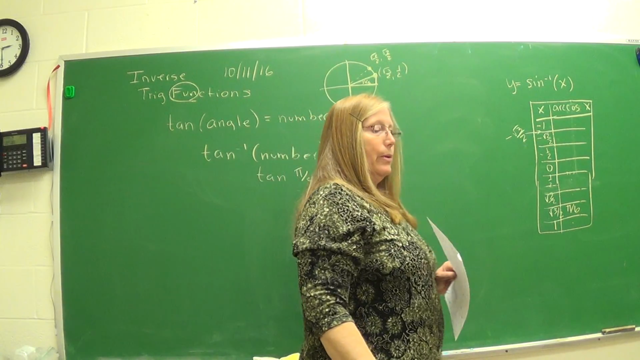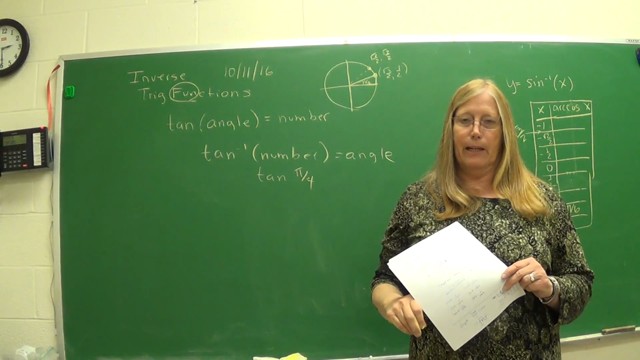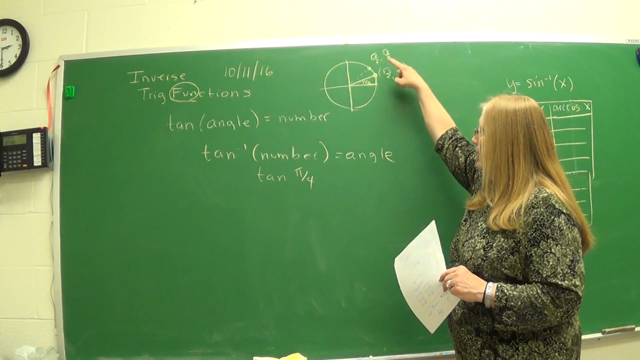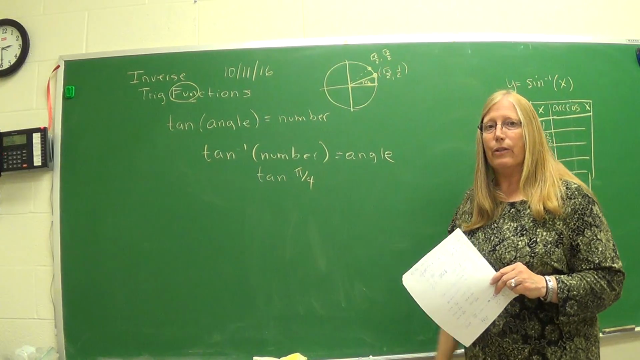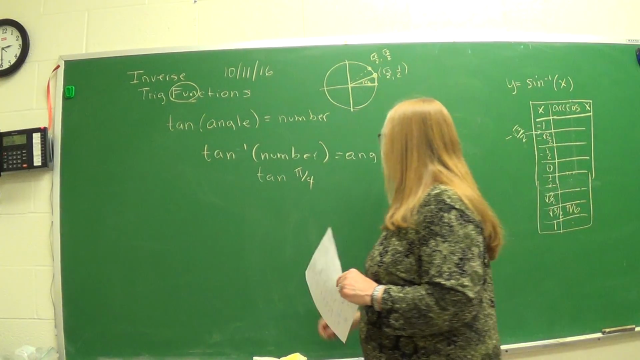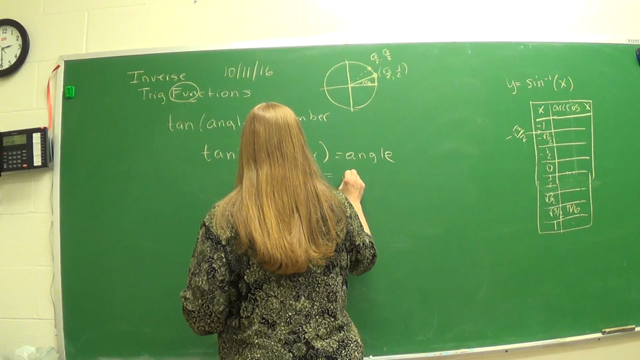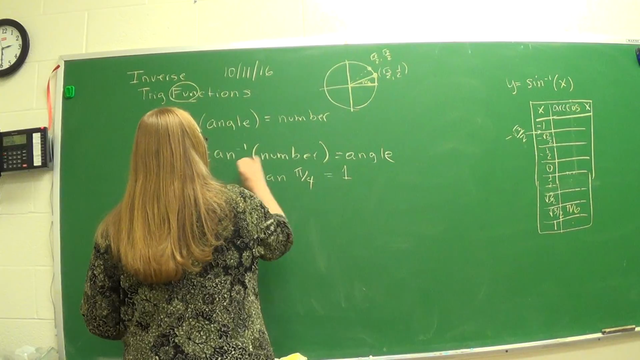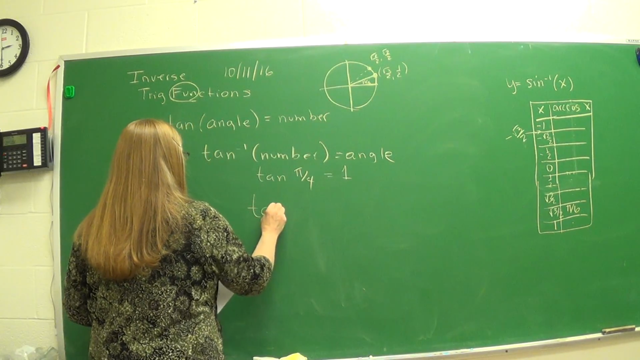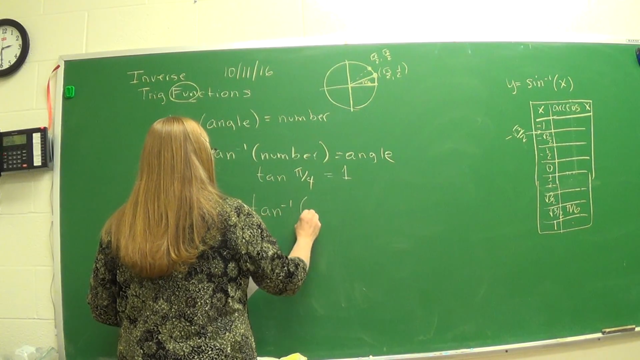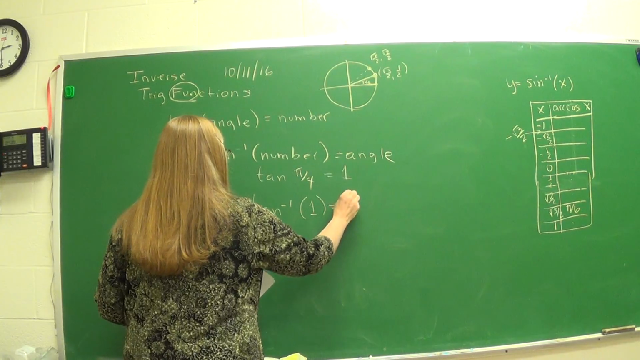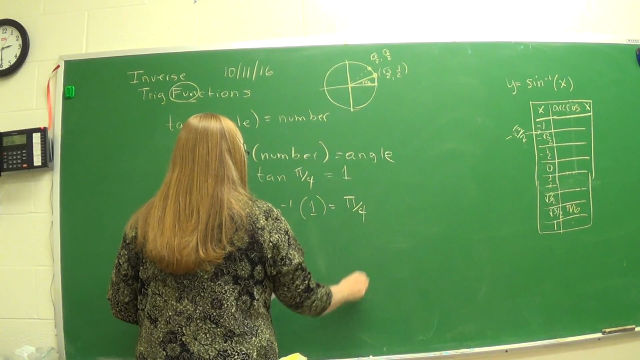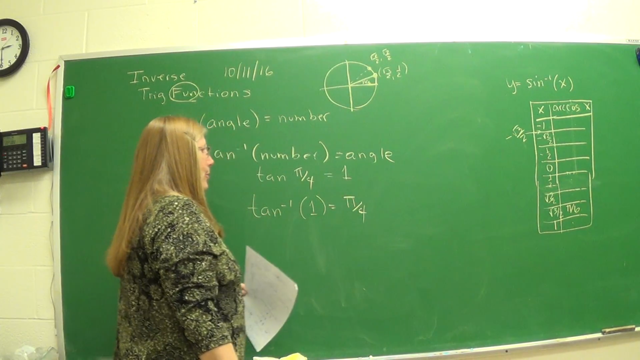So tangent was the second coordinate divided by the first. So when you have this divided by this, square root of 2 over 2 divided by square root of 2 over 2, you're going to get a 1. So now we're going to reverse it and go tan inverse of 1 is pi over 4. So we're going to do it in the reverse order.